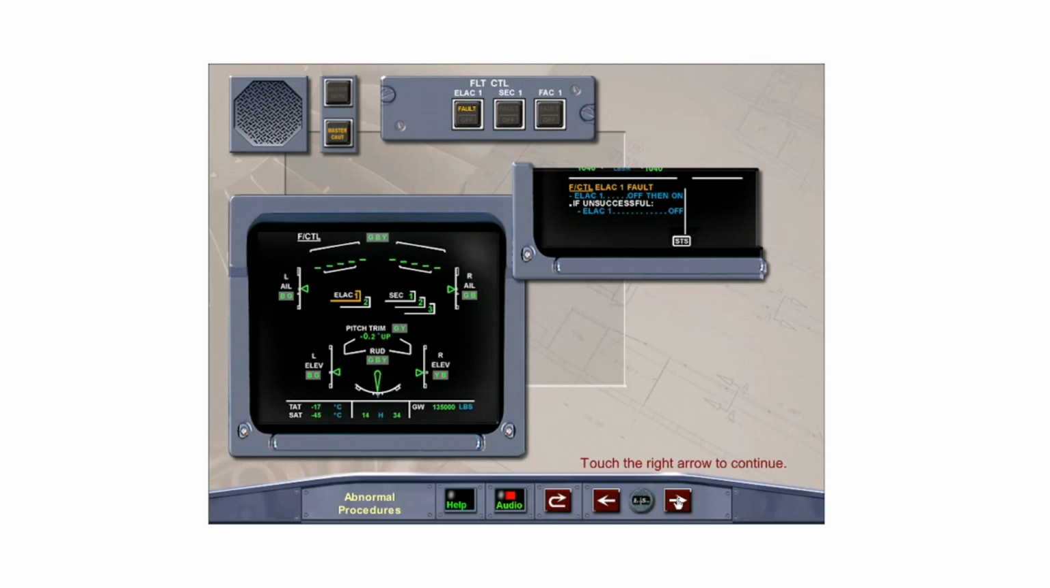A fault in a single flight control computer requires that it be switched off, then on again, to attempt a reset. The other computer assumes the functions of the failed computer, except for a SEC failure, where the associated spoilers will be lost. Caution, do not reset an ELAC if uncommanded maneuvers occurred during the flight. Touch the right arrow to continue.